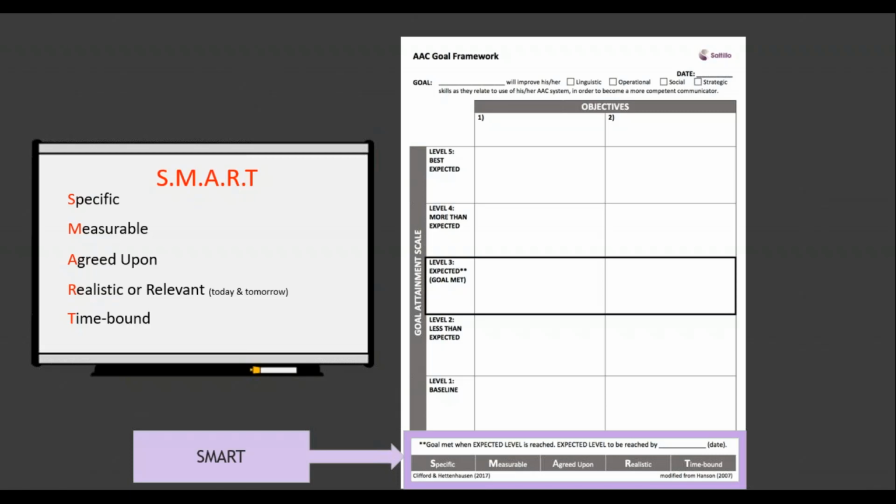In this context, we want to make sure our goals and objectives are specific or clear such that someone else, including the person using AAC, can easily understand it. We want them to be measurable so we can show progress and know when we've achieved the desired outcome. Agreed upon so we're sure to support the desires of the whole team, especially that of the person who uses AAC and their family. We want them to be realistic or relevant. Realistic given the knowledge, time, age, and availability of our resources, or relevant for the person both today and tomorrow. And then we need to make sure they're time-based so that we know how much time we have to work towards it.